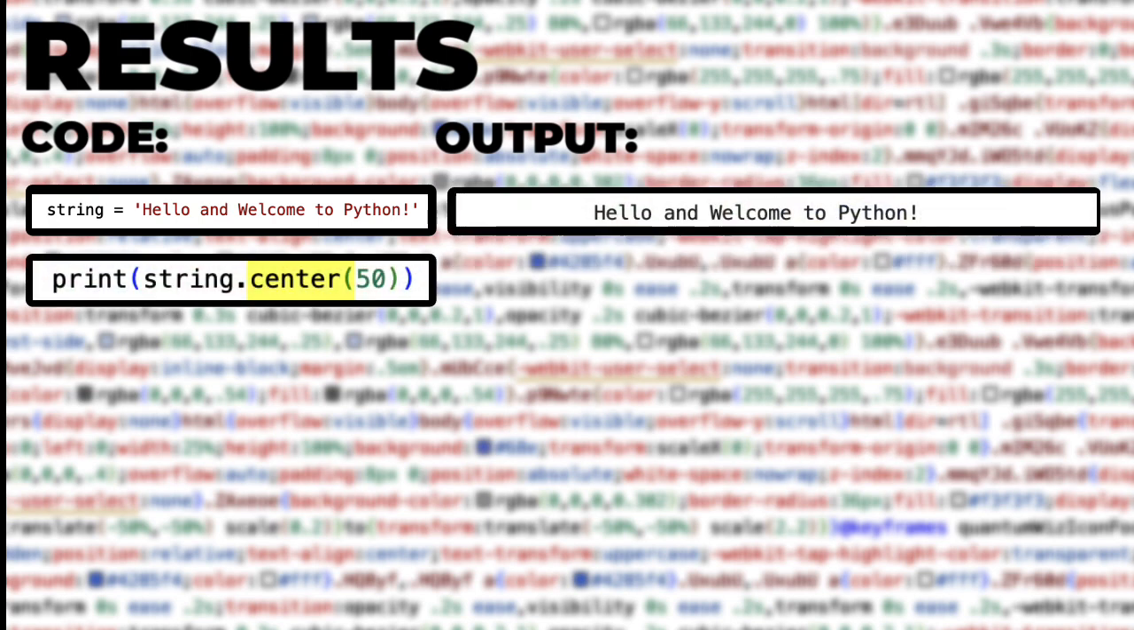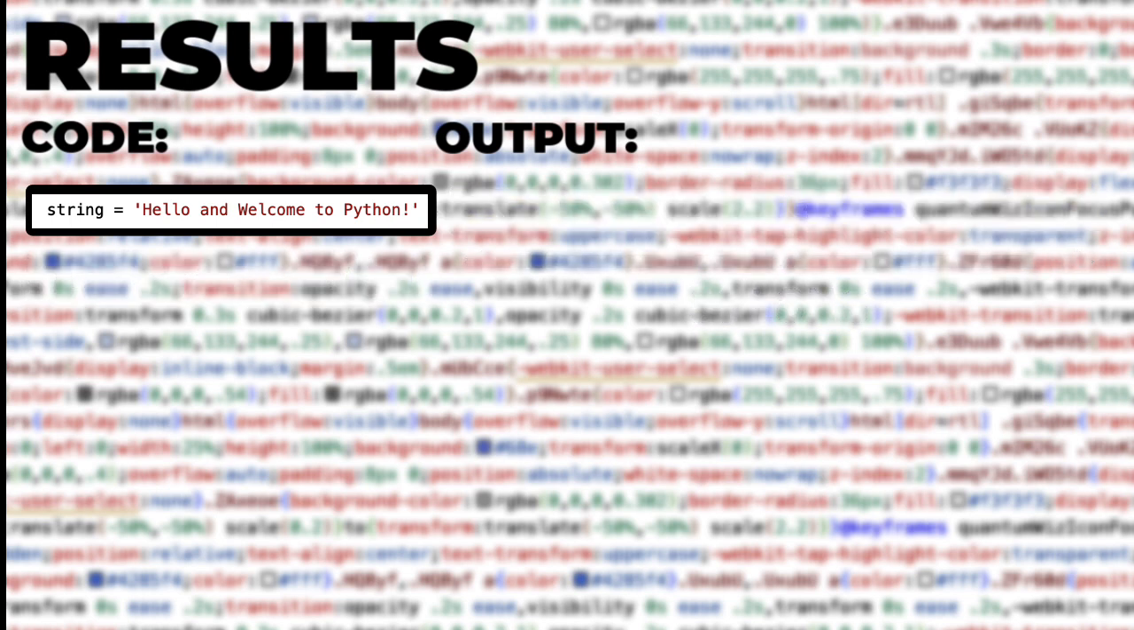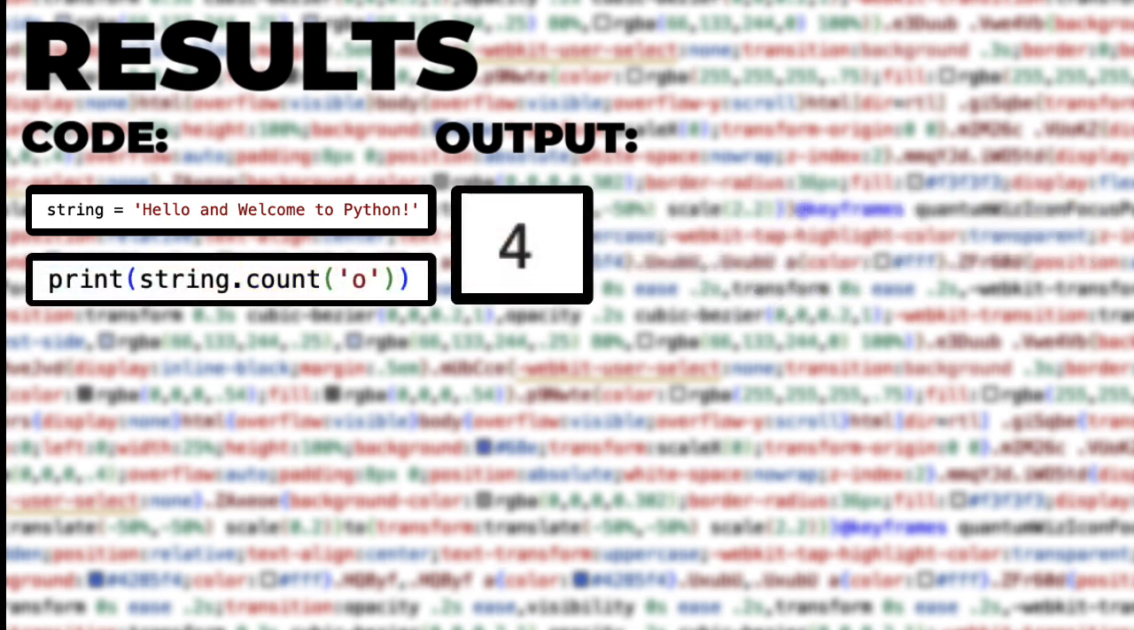Next up is centre. This will place your string in the centre of a given range, so if the range you give is 50, then it will place your string where it would be if we wanted it bang in the middle of there. Now on to count. This will just count how many times a given value is repeated in your string. So if I wanted to count how many O's are in the string, it will come back with 4.